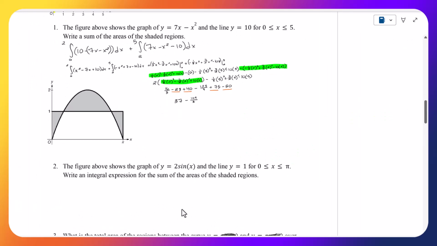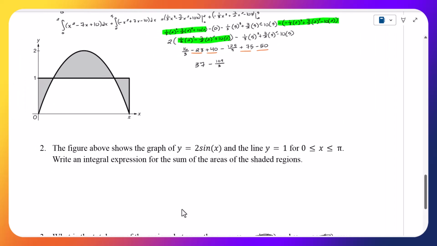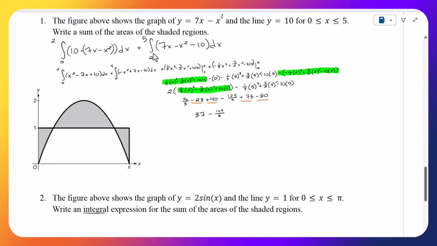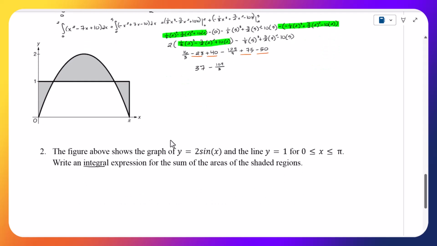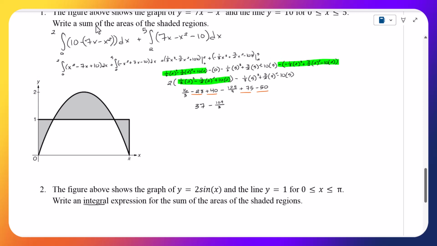Okay, next one, we're not going to have to do the actual area. I specifically asked for an integral expression, and that means that once we get the integral written, we can stop. I don't need a full sum. Like here I said write a sum of the areas, so this would be our sum. Here I'm saying write an integral expression. This means I just want an integral. So this part up here is where we would have stopped if I'd just asked for the integral.